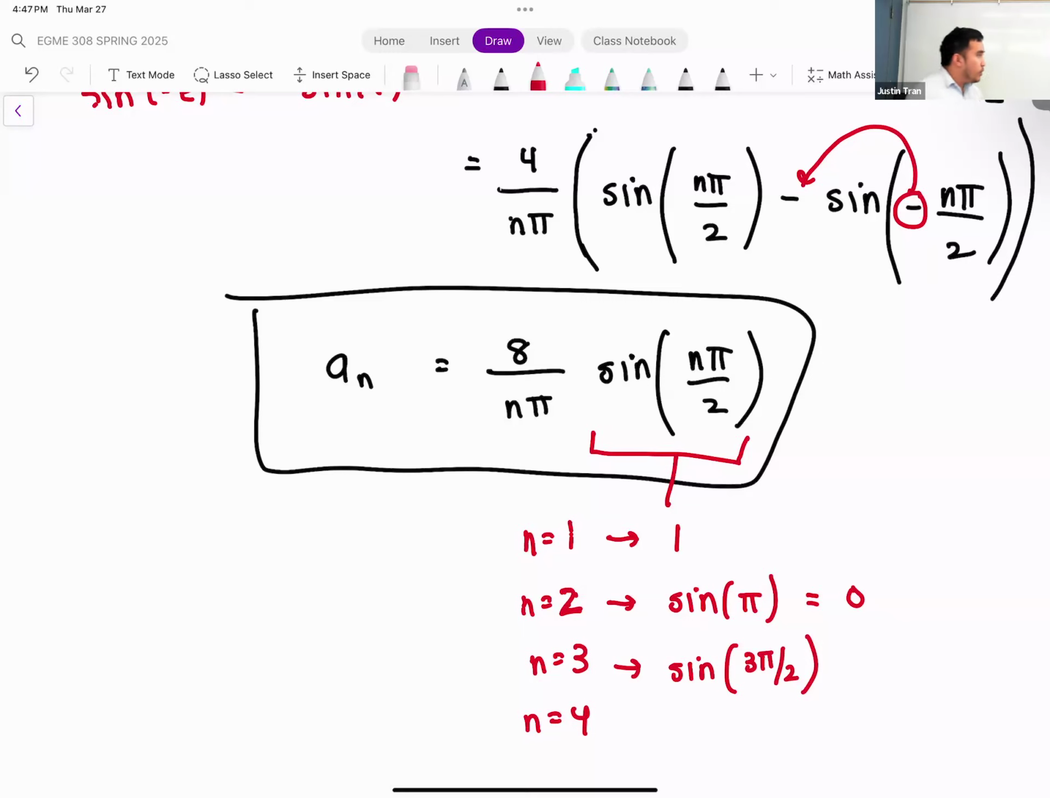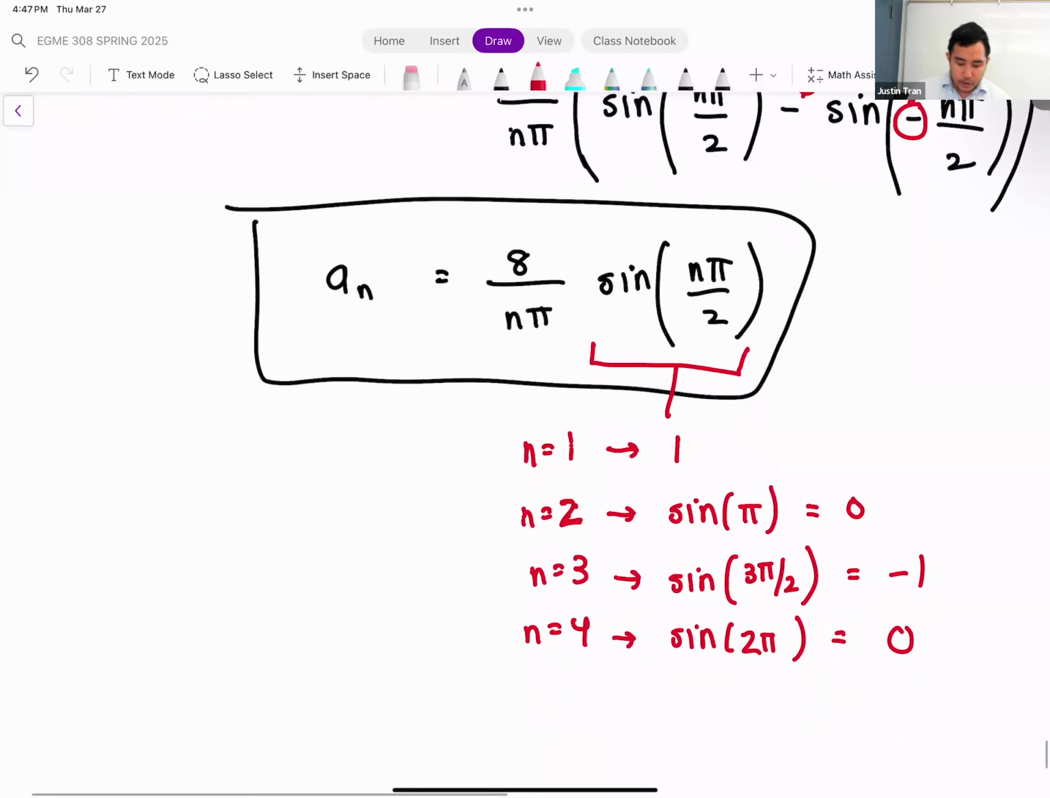Okay, so for n is equal to 3, we have sine of 3 pi over 2. And so sine of 3 pi over 2, this is minus 1. And if we plug in n is equal to 4, we have sine of 2 pi, not 4 pi, excuse me. So we have sine of 2 pi, which is, again, 0. Okay? So what does this tell us?